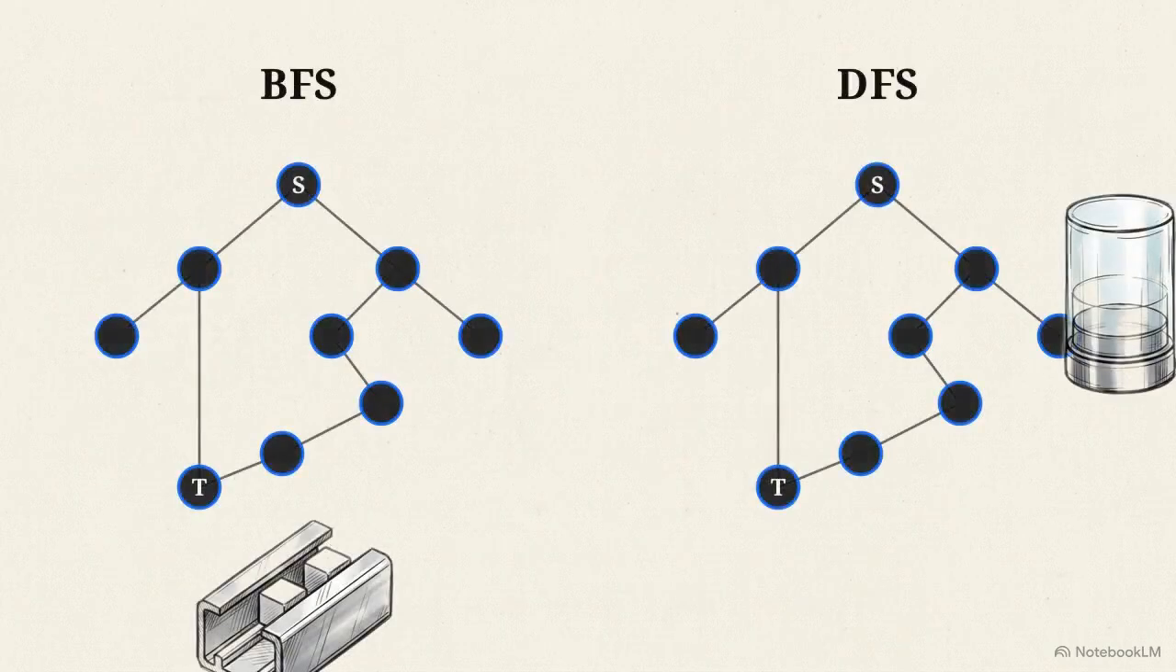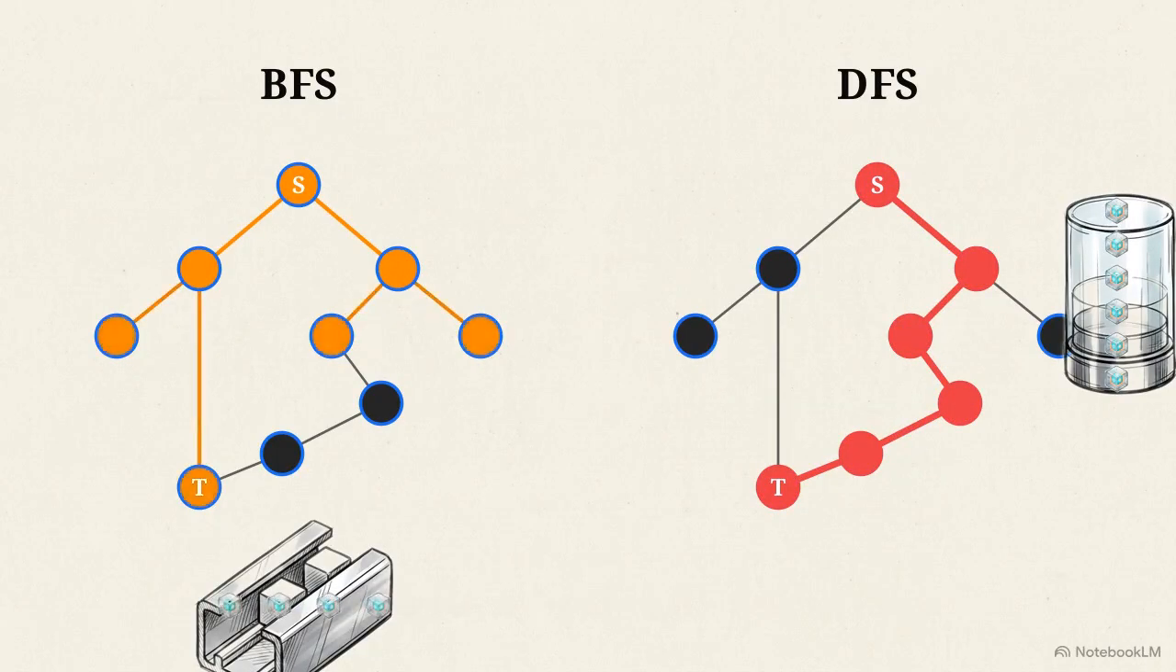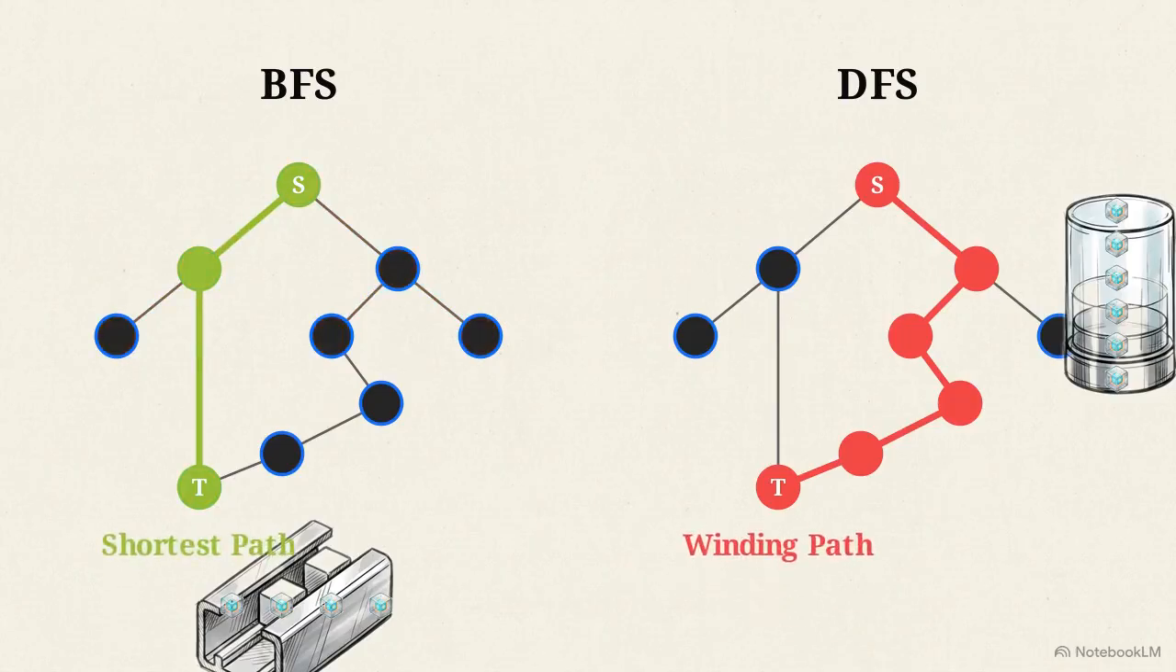This comparison illustrates the first major pitfall. Assuming depth-first search is useful for optimization. DFS will find a path to the target, but it is often winding. Only breadth-first search guarantees a shortest path tree on unweighted graphs.